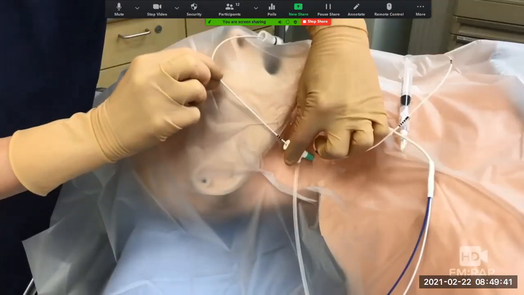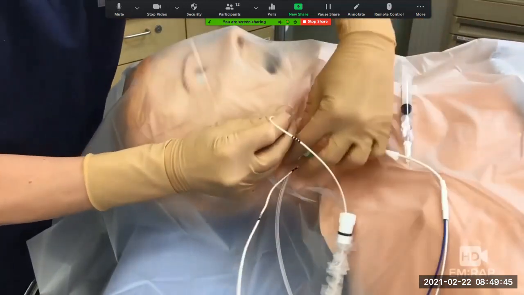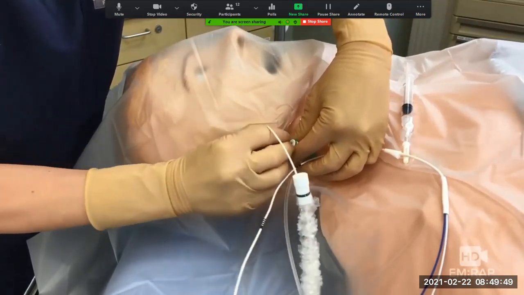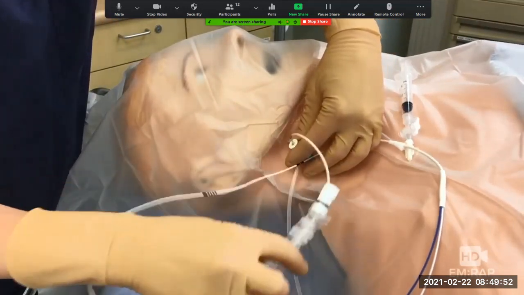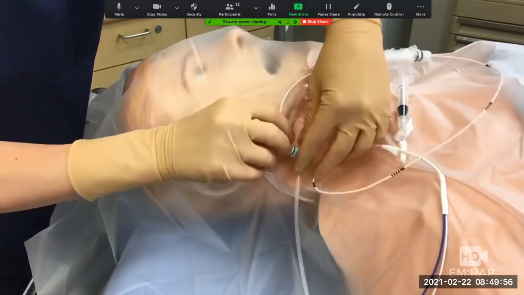If the wire's being pesky and just coiling up in the RA, you're going to want to back it out, rotate the wire, and re-advance it to try to direct it into the RV. And then once you've got it, remember to confirm mechanical capture with palpation of the pulse, or you can do it with pulse ox.